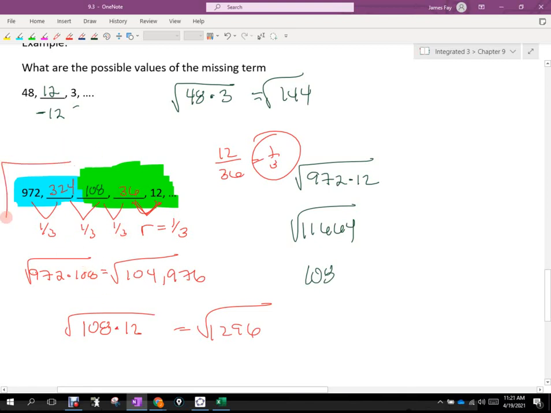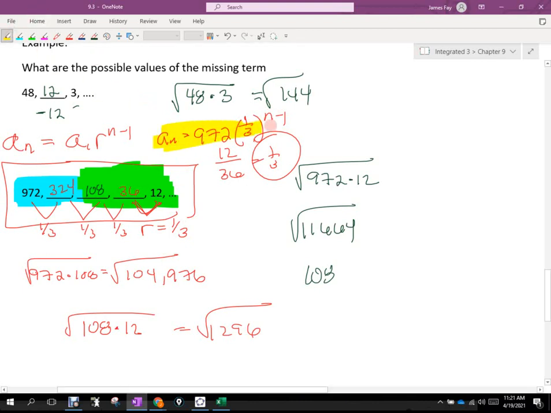Okay. So if they wanted, let's say if they wanted a rule for this, they wanted an explicit rule. Can I rewrite this as a sub n is equal to my first term, 972, times r, which is now 1/3 raised to n minus 1. That is my formula now to generate that list in all the other terms that come after it. Your explicit formula for a geometric sequence is always a sub 1, first term, times your common ratio, so in this case is 1/3, and that common ratio then always needs to be raised to the n minus 1 exponent.